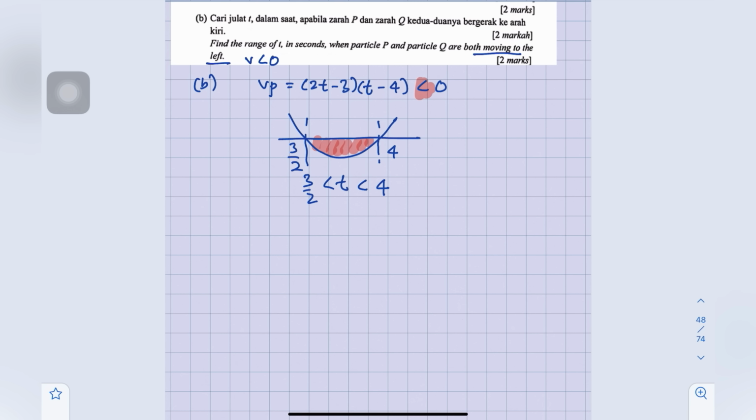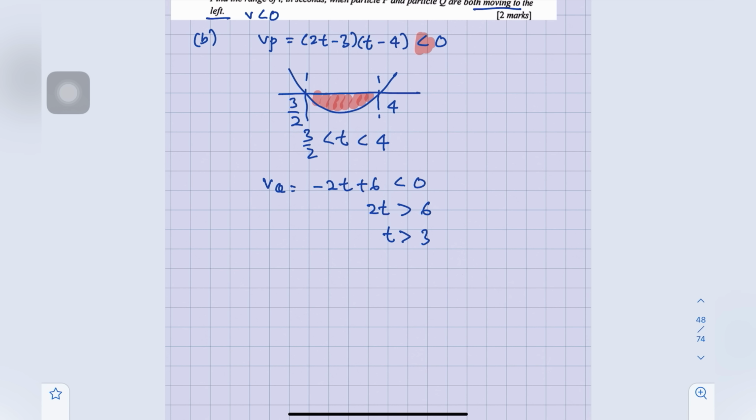So then for particle Q, Vq equals to negative 2t plus 6 less than 0. Okay, so then 2t more than 6. Okay, so t more than 3. Okay, so then these two ranges, if we sketch on the number line. Here, let's say here is 0. So 3 over 2 is 1.5. So here 3 over 2 positive. So then we got 3, we got 4.